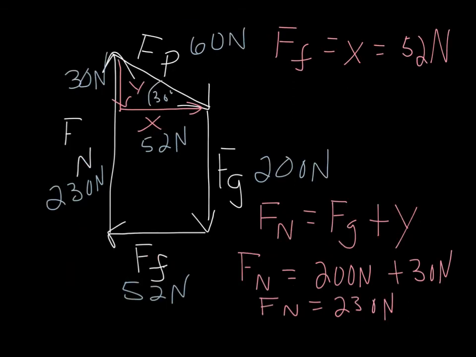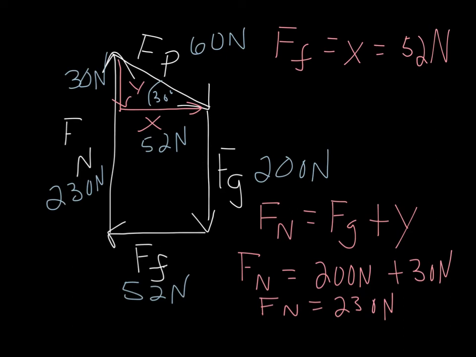Okay, now we look back at the diagram again. And the push is still 60 newtons. The gravitational force is still 200 newtons. But now if you look at x, the friction force is going to be equal to x. We've already calculated x as 52 newtons, so the friction force is 52 newtons, so you can label that.